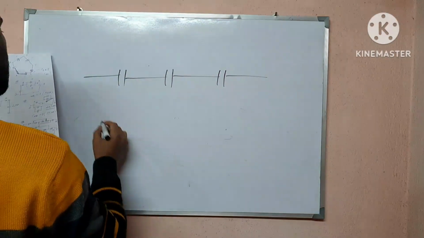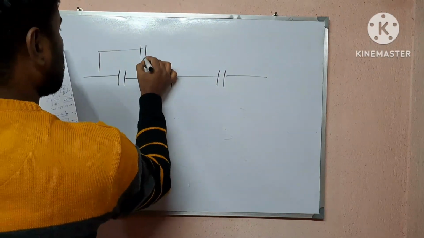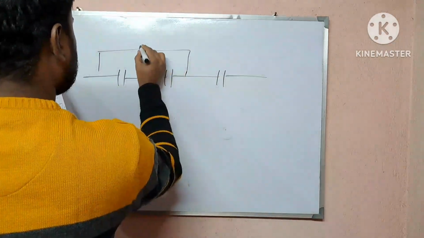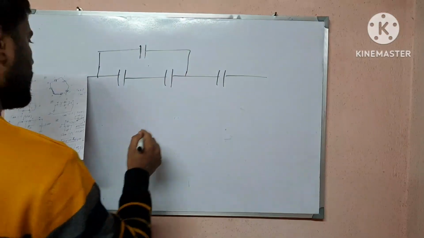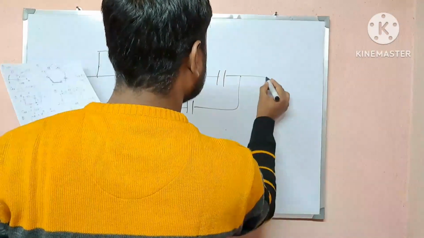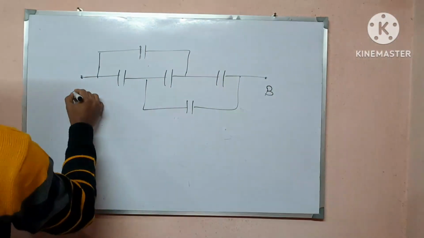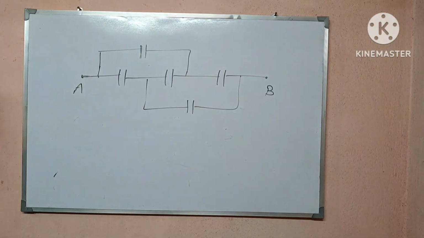These are 3 capacitors, directly connected in this way, each of capacitance C. You have to find the equivalent capacitance between A and B.